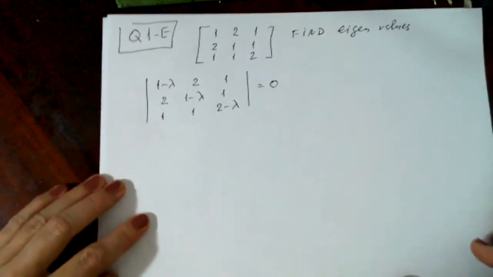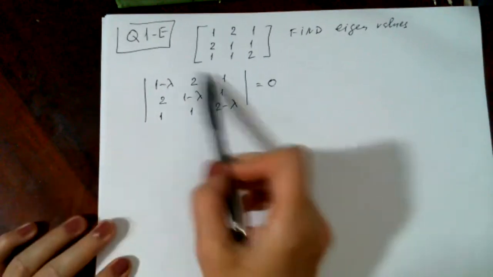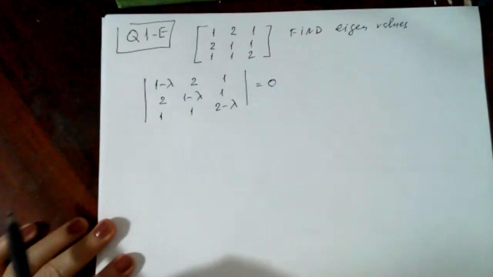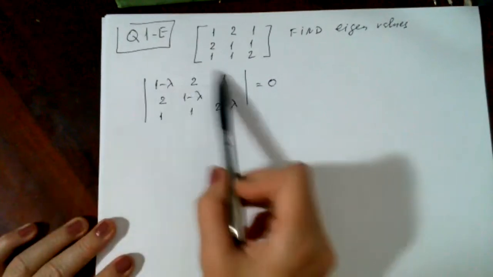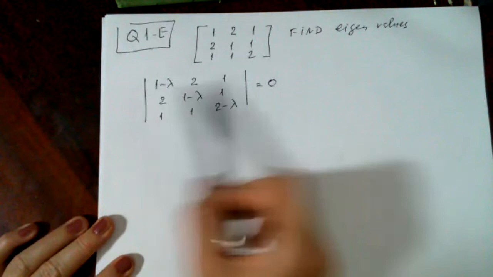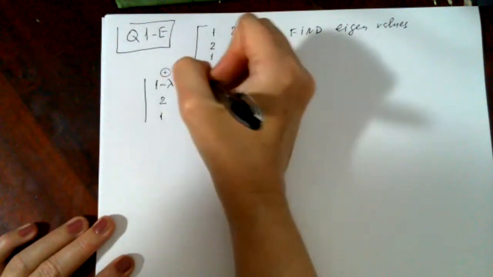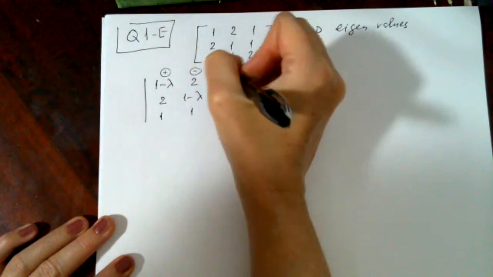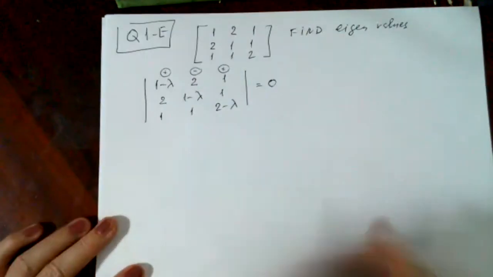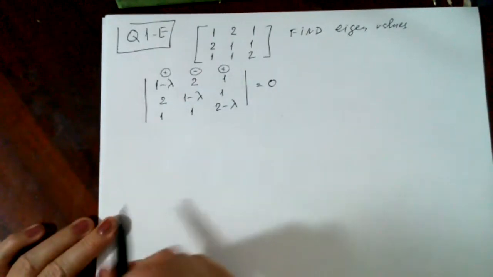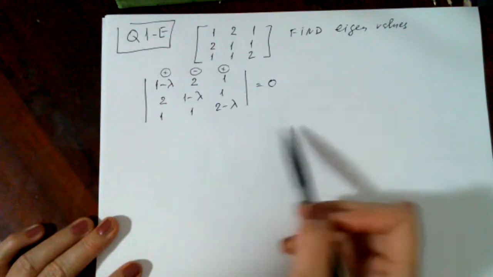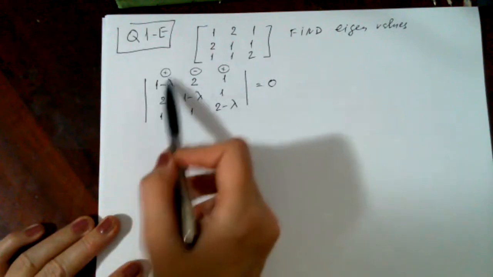And now to solve it, we need to calculate this determinant first. I think that the best way is to expand it along the first row. So this element goes with plus, this is with minus, and this element will be with plus. You already know this, of course, because we've done it so many times. Okay, I need more space here. Okay, so let's start doing it.